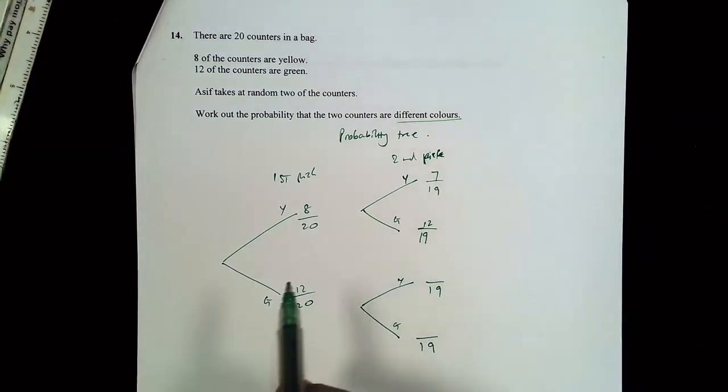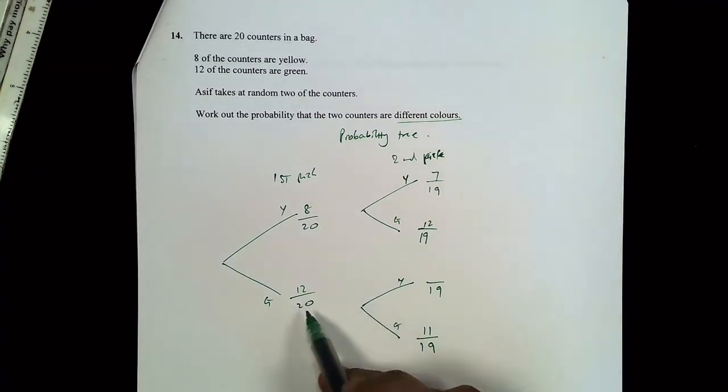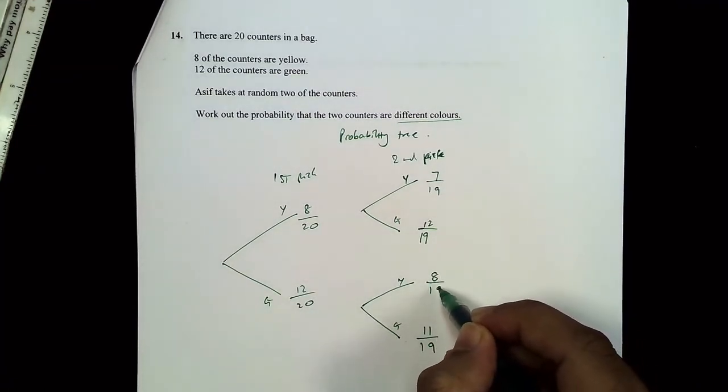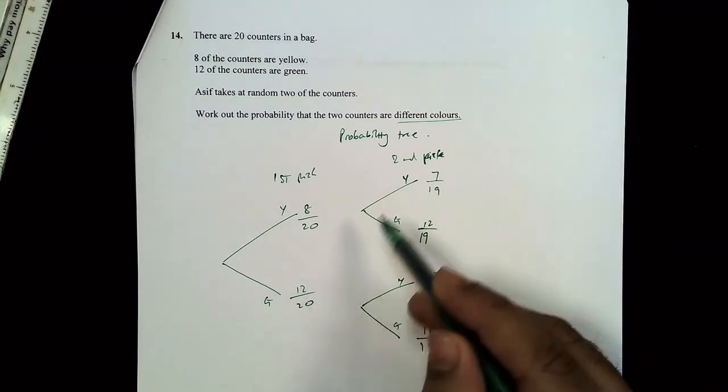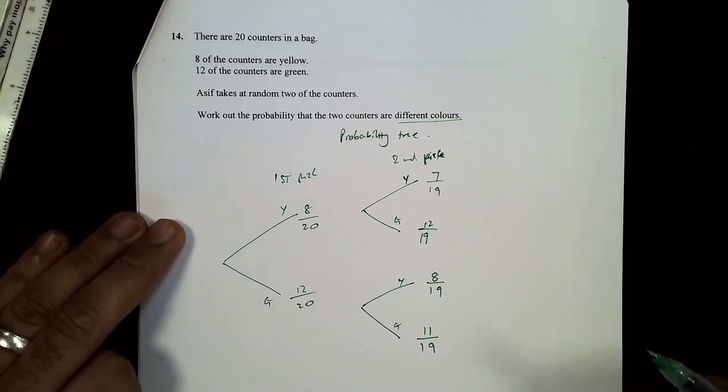And then the second branch, 12. If I took a green one the first time, there's now only 11 green ones left. If I took a green one the first time, then there would be 8 yellow ones in there. So this is my completed tree. Now you'll get 2 marks for the tree.